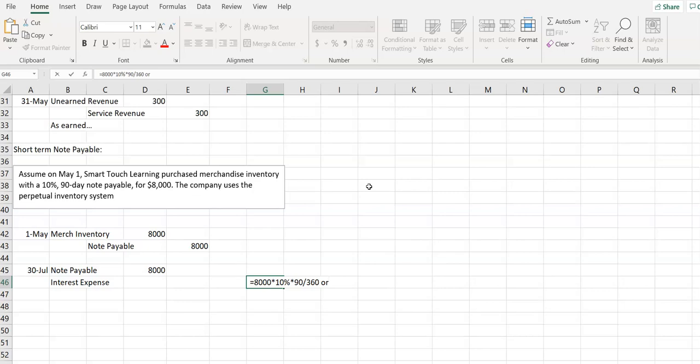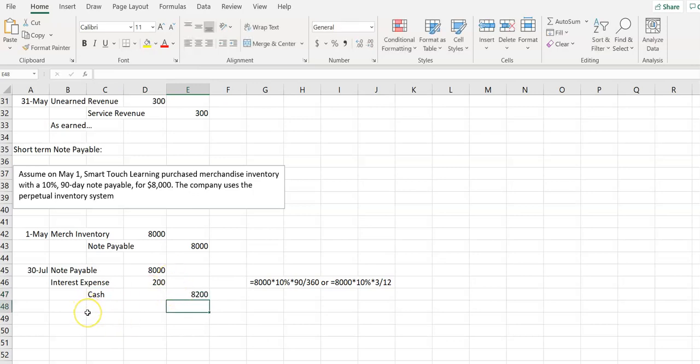Okay, or my preference is to do the 8,000 times the 10%. And 90 days is like 3 months, so I could do 3 over 12. I tend to do everything like this because it's easier than trying to count days. All right, so 8,000 times 10% times 3 divided by 12. So I had to pay $200 in interest, so my cash is $8,200 out the door.